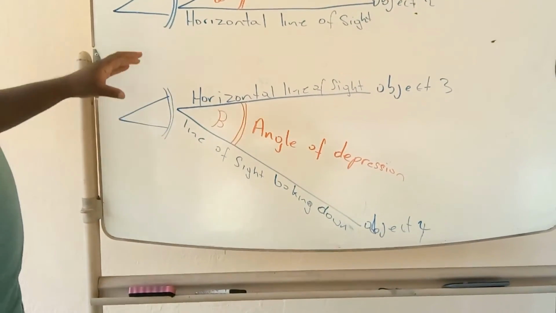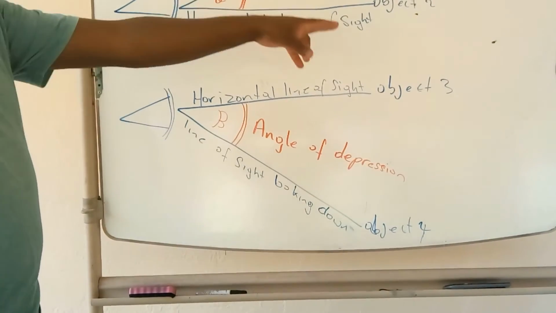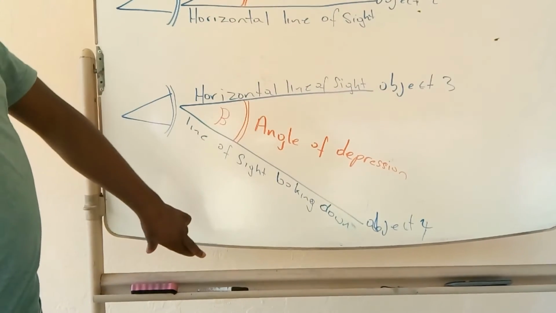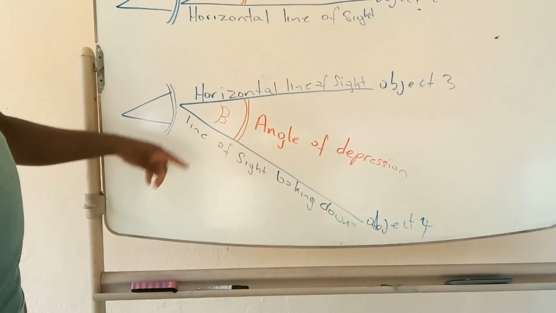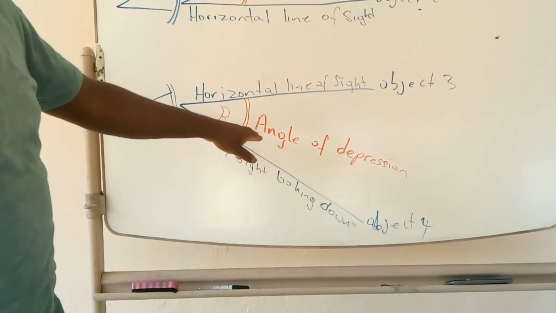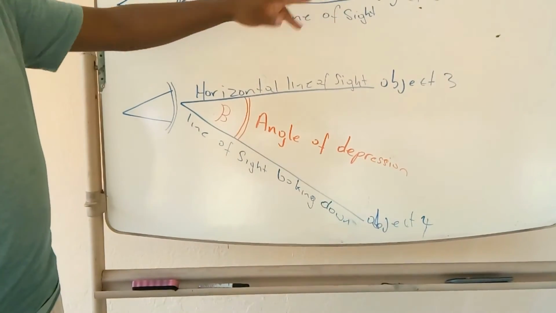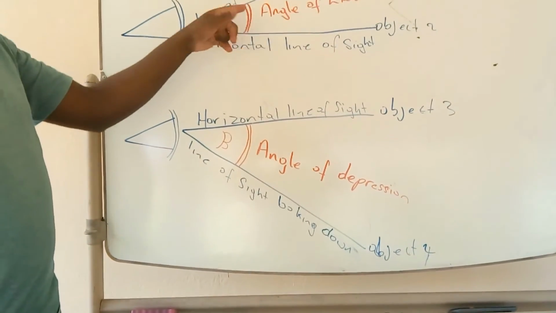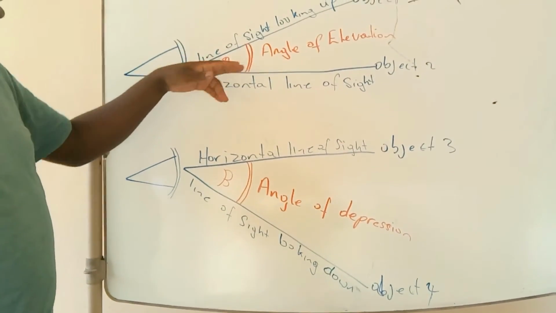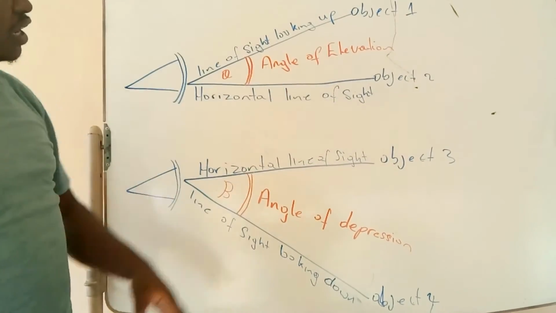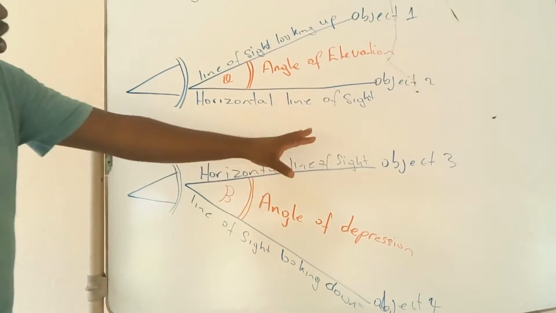Whenever you're looking straight ahead and then you look downwards, there's an angle that is created, and that angle is called the angle of depression. Whenever you're looking straight ahead and then look upwards, there's an angle that is formed, and that angle is called the angle of elevation.